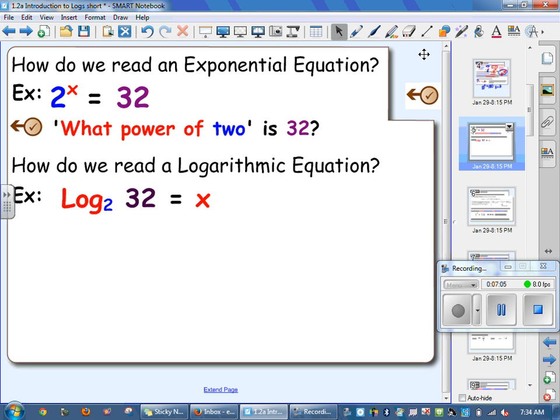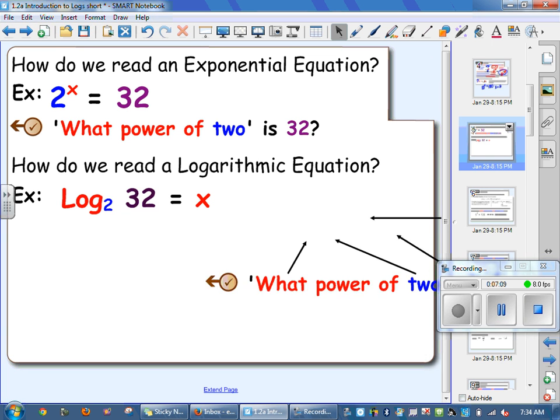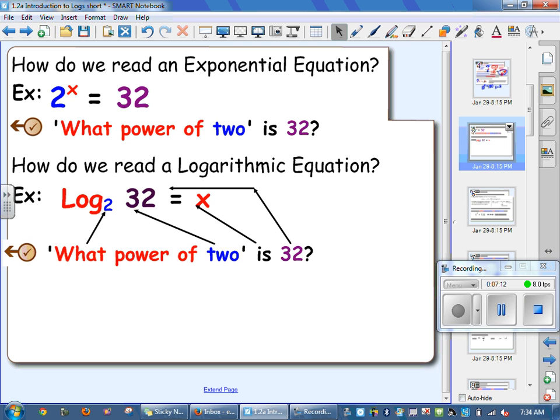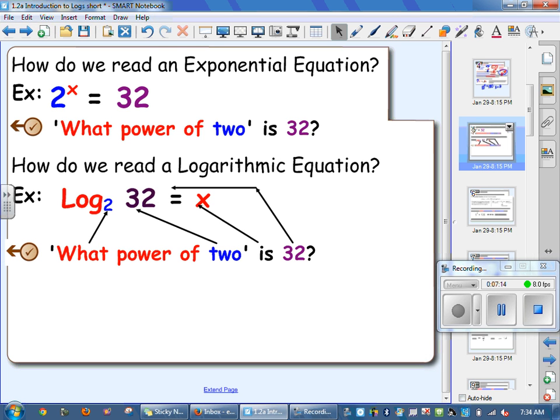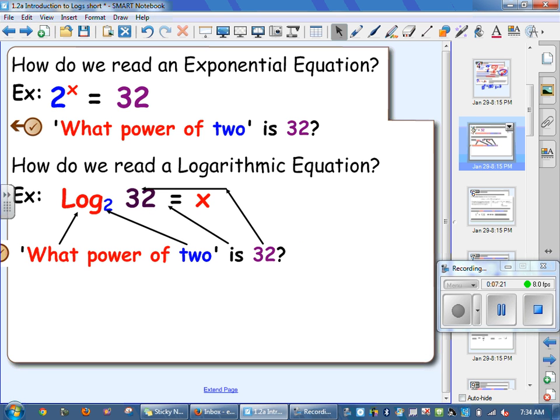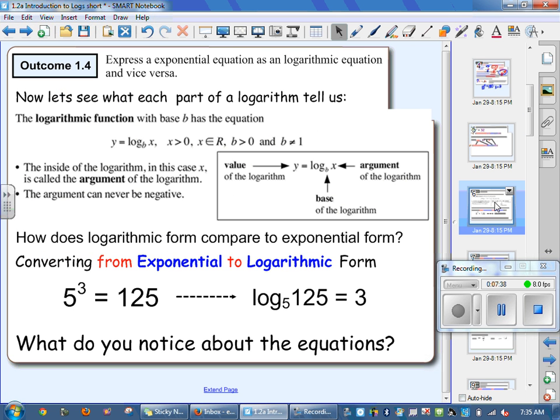Let's see how we read the log equation. Is it similar? Absolutely it is. This time we have arrows pointing to which parts match. What power of 2, there we go. The red here means "what power of," and the x belongs with that as well, 2 is 32. That's the way we read that. Now, I know it's a little bit confusing right now. Let's check and see how it would work out when we actually relate them together. So, here's how it all relates together.